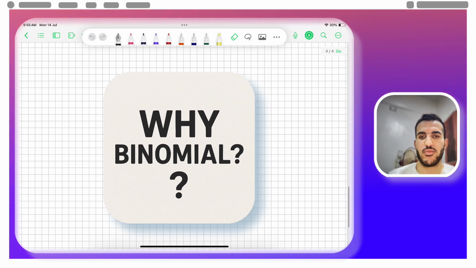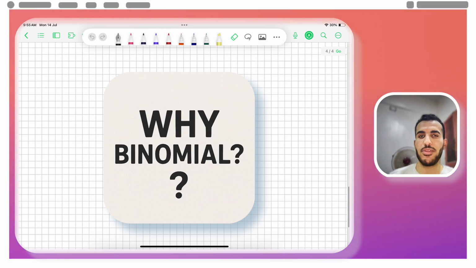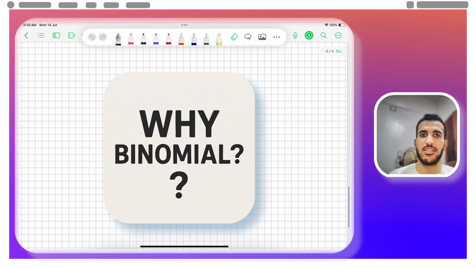Maybe you're asking yourself, what's the point of using the binomial theorem? The binomial theorem helps us find the expansion of an expression like a plus b raised to power n quickly and accurately, especially when n is a large number. Instead of multiplying everything out by hand, we use this theorem to find the result in the easiest way, using combinations.